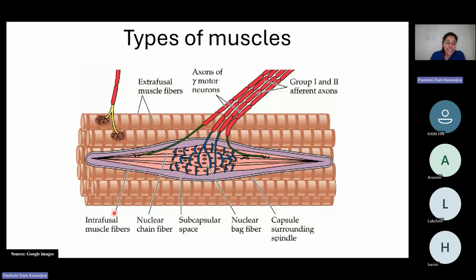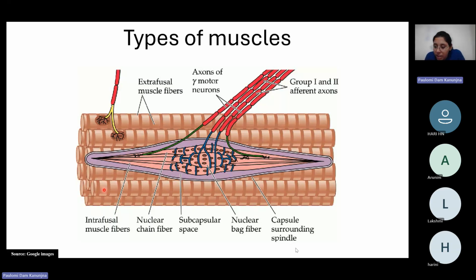And which are the associated neurons? Always remember, how do you remember? You can just connect these two topics and remember. The muscles and the neurons go hand in hand. Which muscles are these and which neurons are there? That's how you will remember.